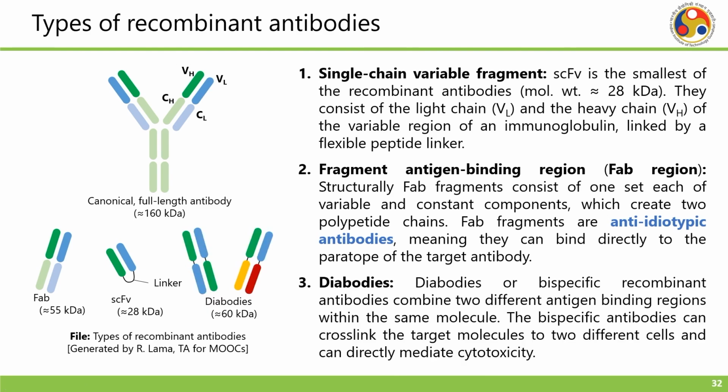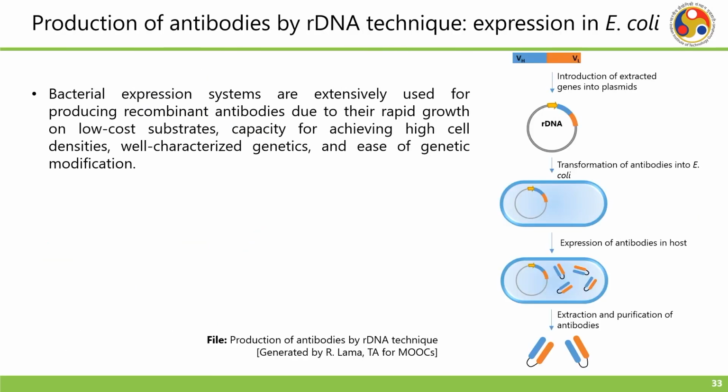Then we have diabodies, or bispecific recombinant antibodies, which combine 2 different antigen binding regions within the same molecule. The bispecific antibodies can cross-link the target molecules to 2 different cells and can directly mediate cytotoxicity. So, how are these antibodies produced using rDNA technique in E. coli? Let us have a small discussion on that.